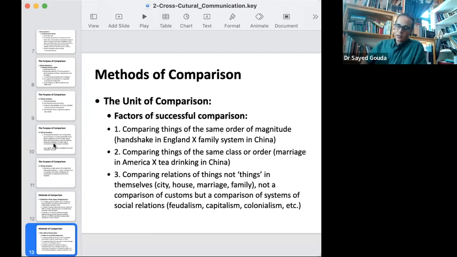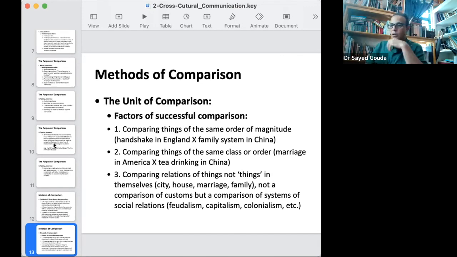The unit of comparison. What kind of things are suitable for comparison? Because certain things are not suitable for comparison. We need to compare two things that have some common characteristics. They are different in some ways, but they are similar in some ways too. So we need to compare things of the same order of magnitude. That's why we cannot compare, for example, a handshake in England and the family system in China. The handshake in England is a tiny, small social behavior. We cannot compare it with such magnitude, such a major social system like the family system in China.